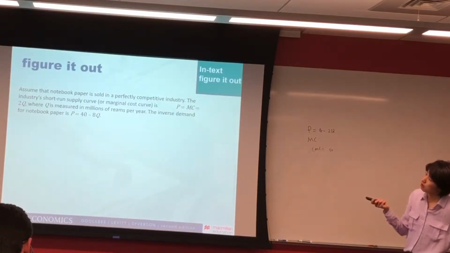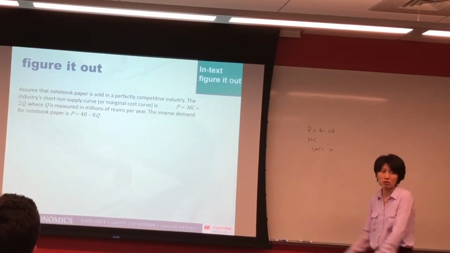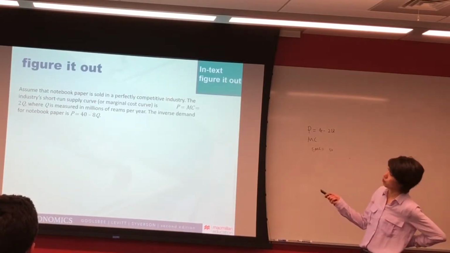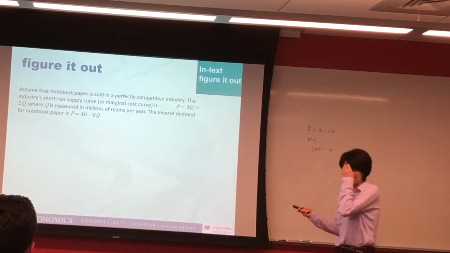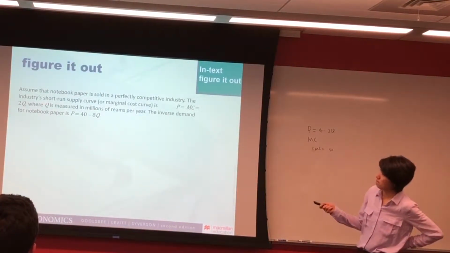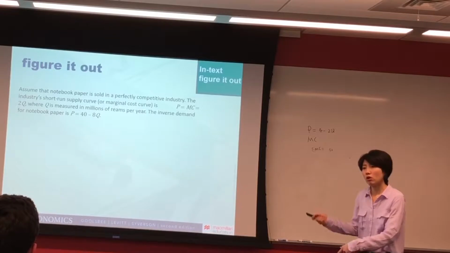Look at this example. Suppose the final exam question about this chapter looks just like this. Suppose notebook paper is sold in a perfectly competitive industry, and the industry short-run supply curve, or marginal cost curve, is P = MC = 2Q. Q is measured in millions of reams per year, and the inverse demand is P = 40 - AQ.